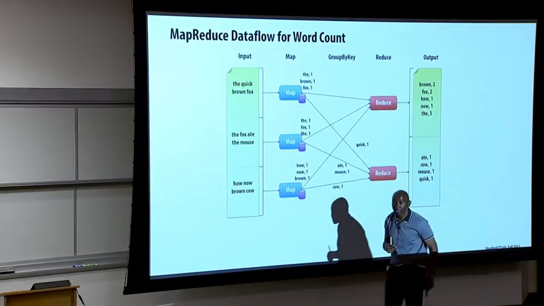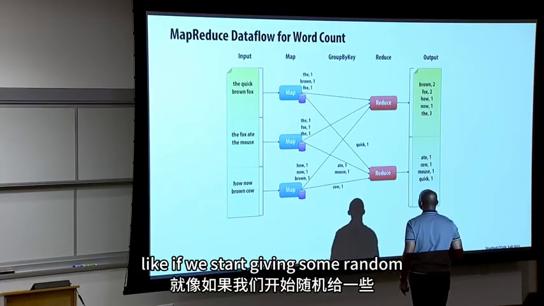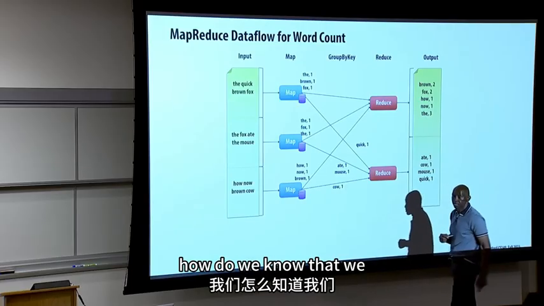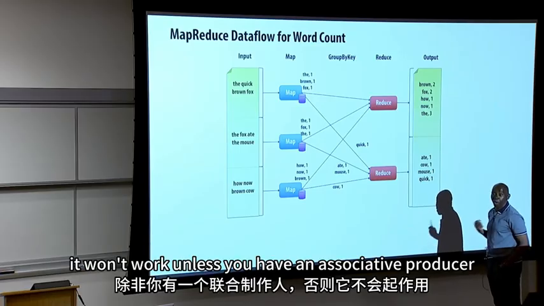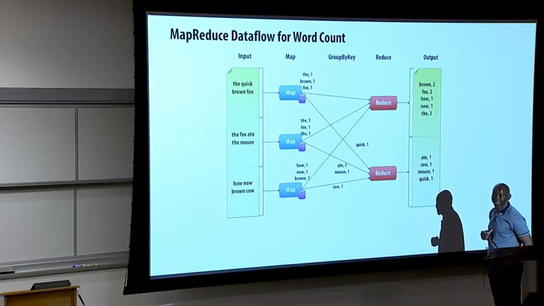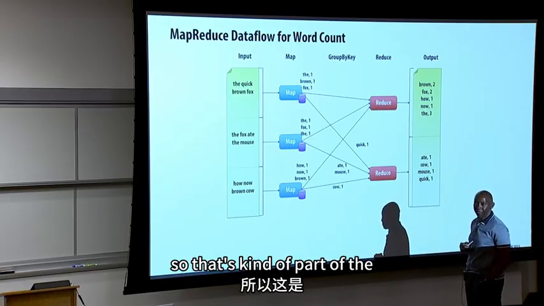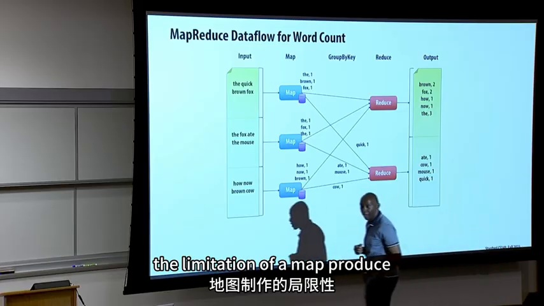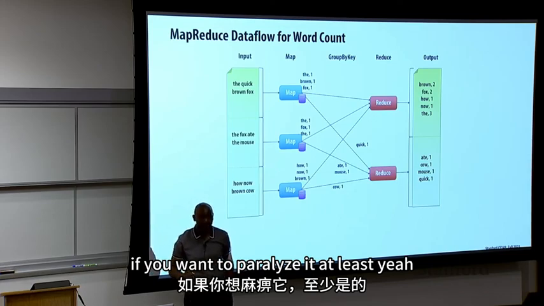How do we know the reduce task can be split up? Like, if we're given some random reduce function, how do we know that we can actually split it up and get the same thing? It won't work unless you have an associative reducer. Yeah, that's right. That's part of the limitation of MapReduce, if you want to parallelize it.